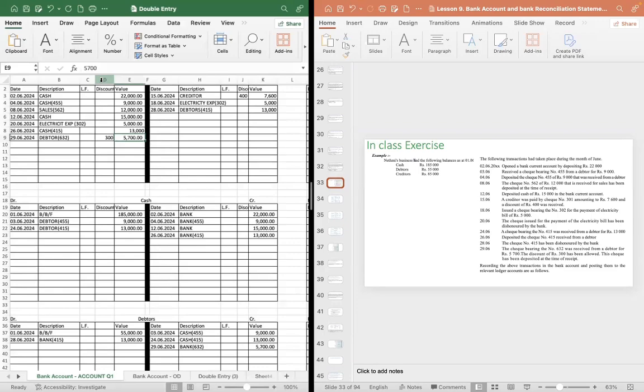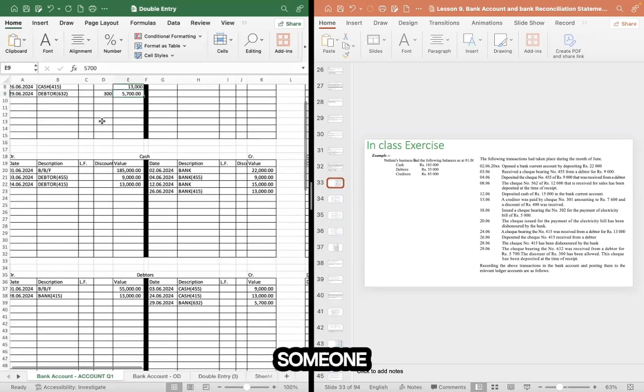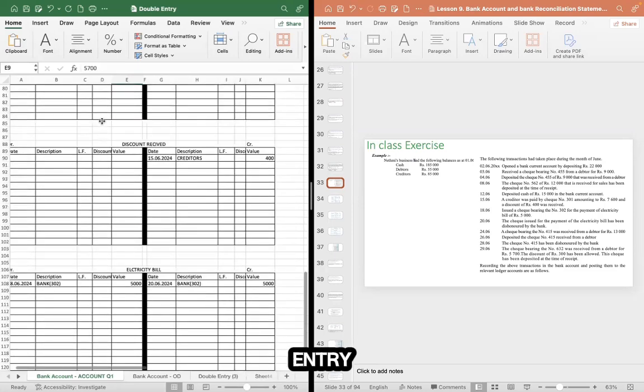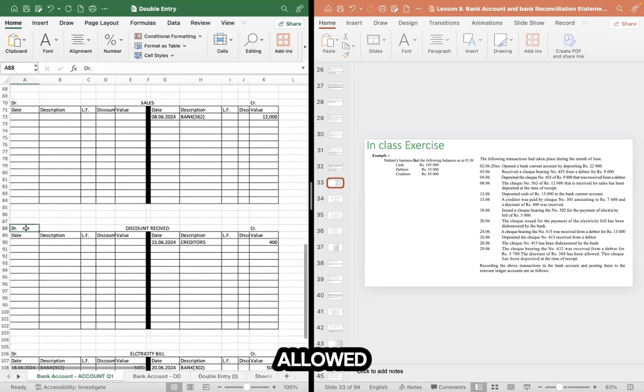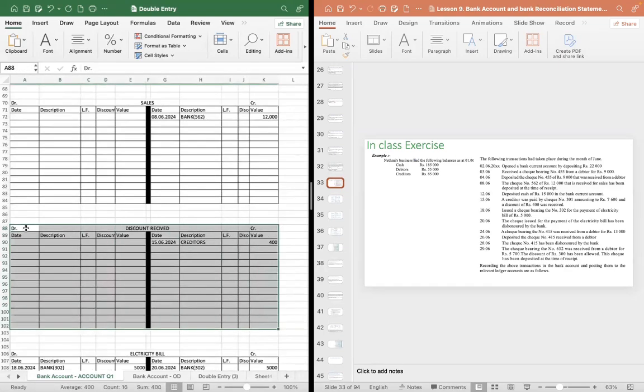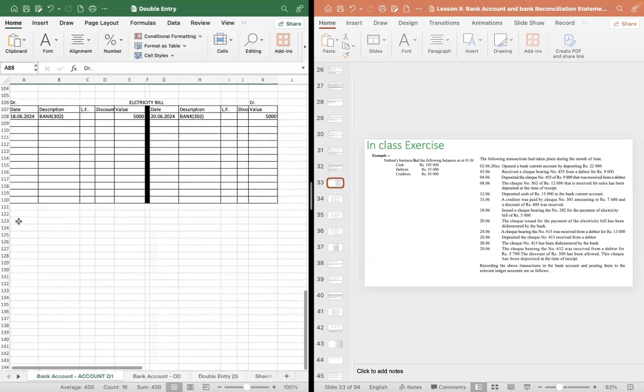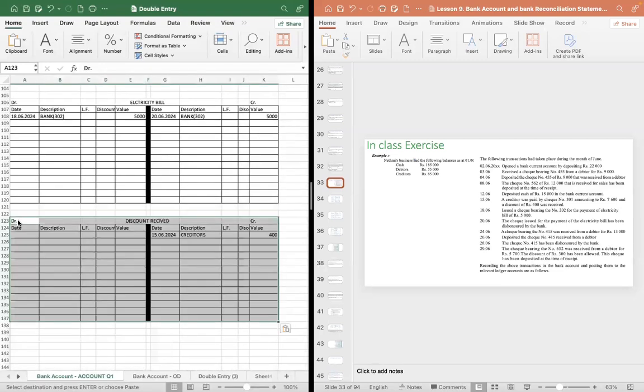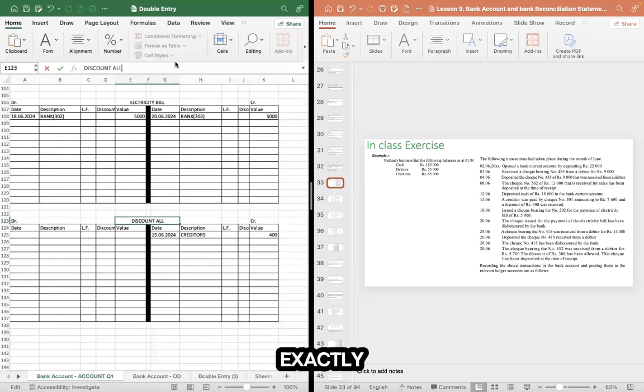We have to pass the double entry. Can someone tell me how to pass that double entry for discounts allowed? Is discounts allowed an income or an expense? Expense. Exactly. Correct. Discounts allowed is an expense because I'm supposed to receive 300 and I'm not receiving it now. So it's an expense to me.